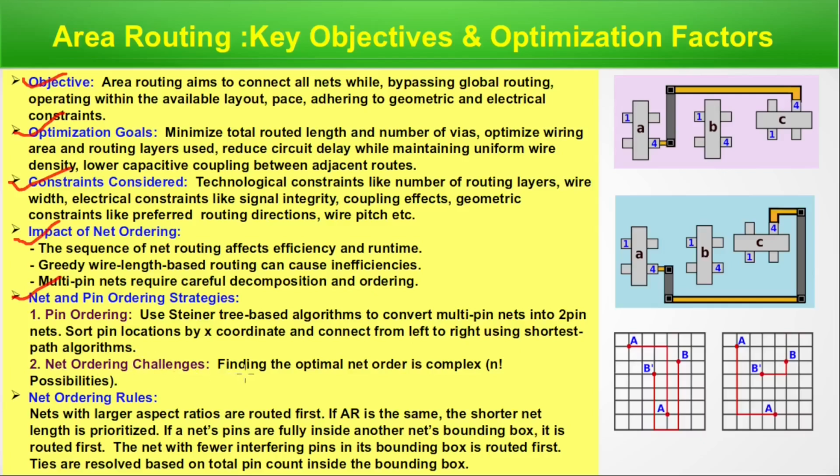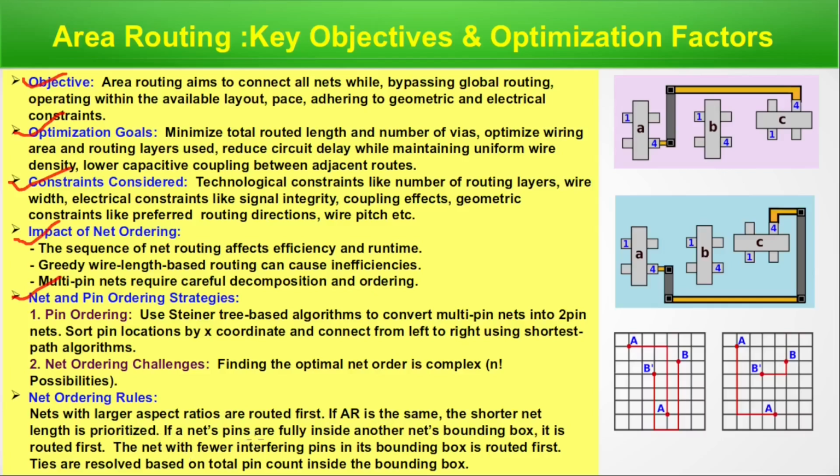And net ordering challenges: finding the optimal net order is complex. N factorial possibilities are there. Now, net ordering rules are there. Nets with larger aspect ratios are routed first. If the aspect ratio is the same, the shorter net length is prioritized.